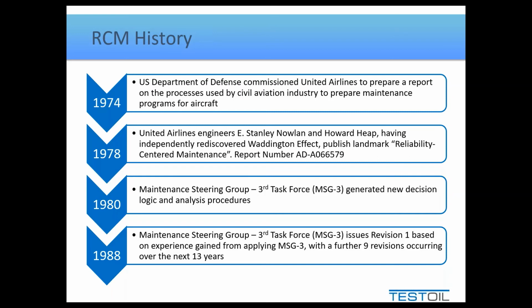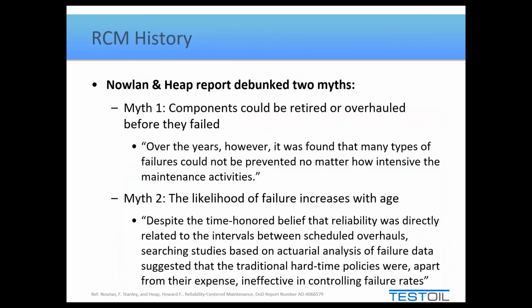So let me give you a couple of quotes out of that Nolan and Heap document just to show you how things happened. So they uncovered 2 myths. Now, the first myth is that components could be retired or overhauled before they failed. Right? You could perform preventive maintenance as myth number 1. And the quote from the document says, over the years, it was found many types of failures could not be prevented no matter how intensive the maintenance activities. So meaning, really, the best thing to do would be to run it to failure.